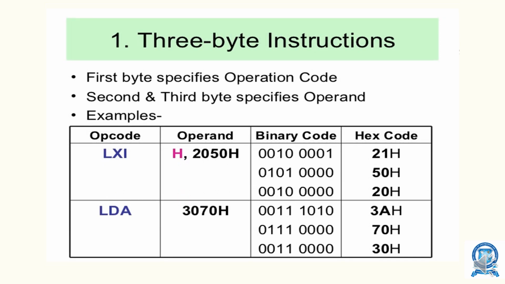Coming to the third type, that is the 3-byte instruction. See here, LXI H takes 1 byte, this 20 takes the second byte and 50 takes the third byte. So in total it is 3 bytes. All the instructions in the Intel 8085 processor can be classified within these three. It may be a single byte, a 2-byte or a 3-byte instruction.